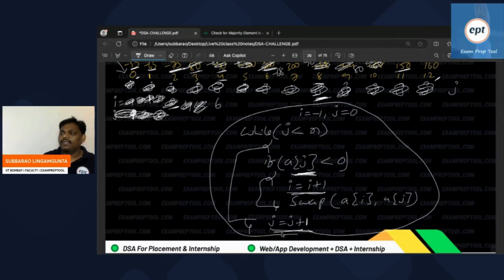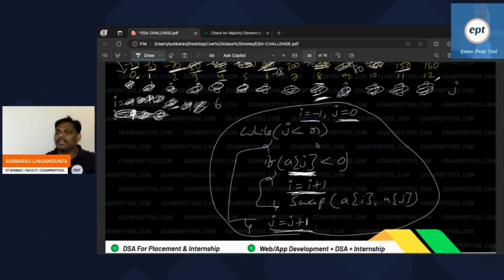Some syntax I have written. I initially minus 1, j initially 0. Remember, I is meant for negative people. J is meant for positive. See this one. If A of j became positive, no work is there because j wants positive. If it is positive, no work, j is equal to j plus 1. If it is negative, then inform I, swap it. This is the loop which is going on.